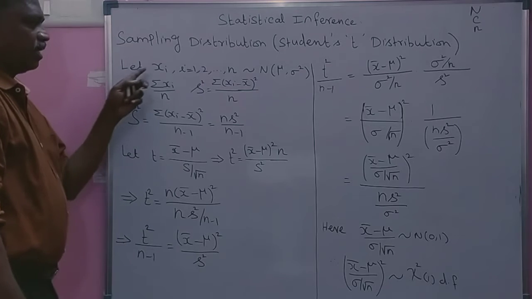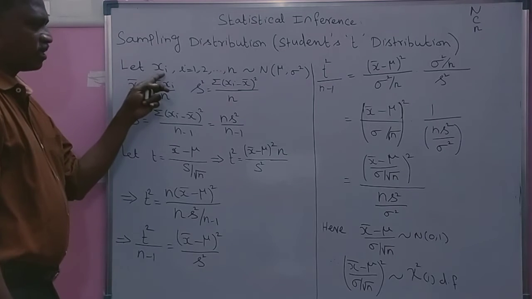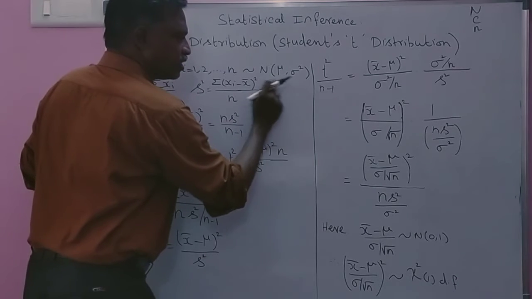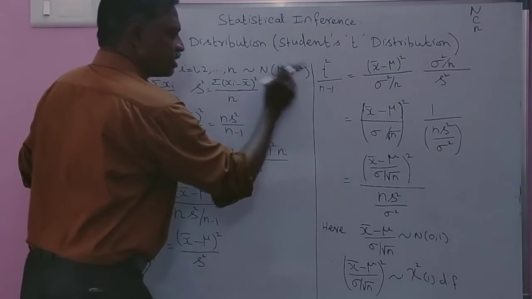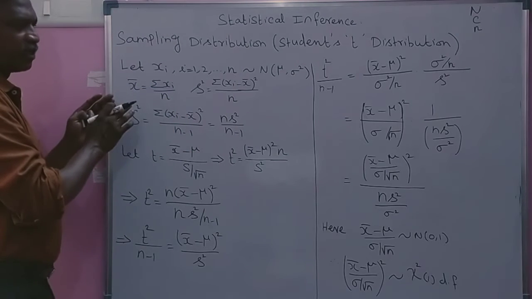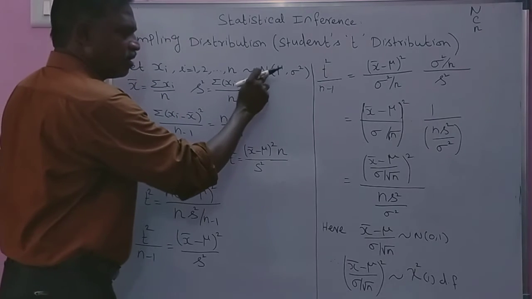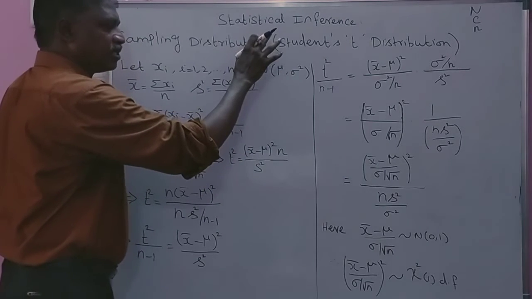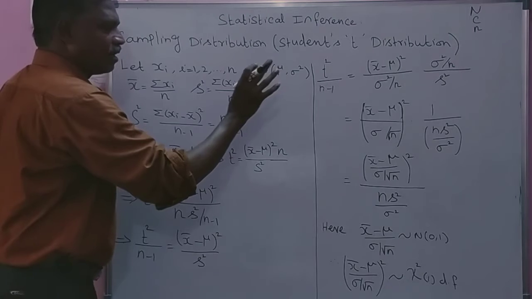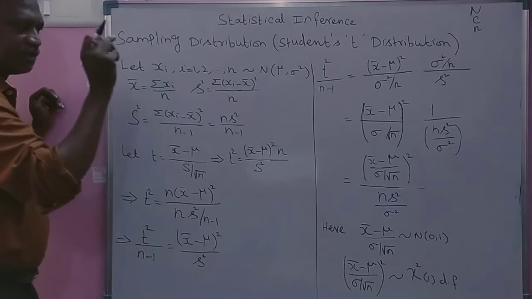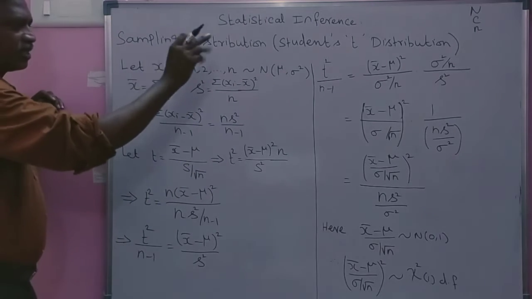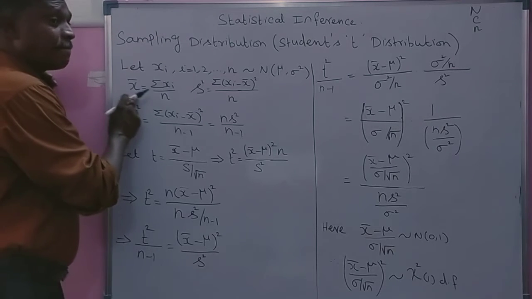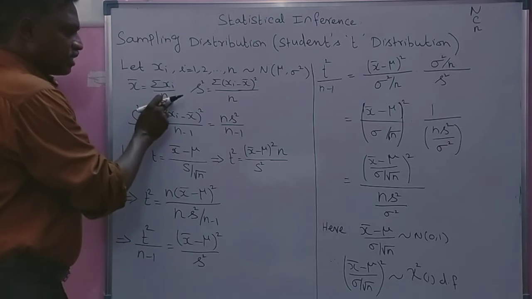So first, let us take x1, x2, etc., xn, sample observations from the normal population with mean mu and variance sigma square. So there is one population. That population is normal with mean mu and variance sigma square. From such a population, we draw n samples. Those n samples are denoted as x1, x2, etc., xn. Based on the sample observations, we find the sample mean x bar, summation xi by n.